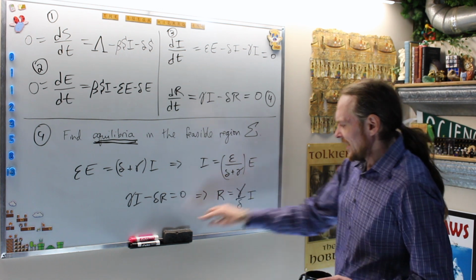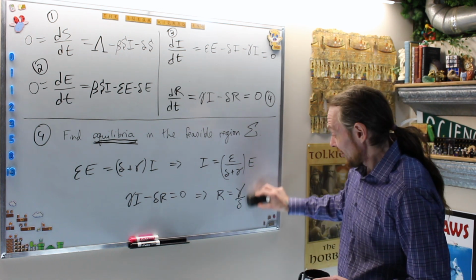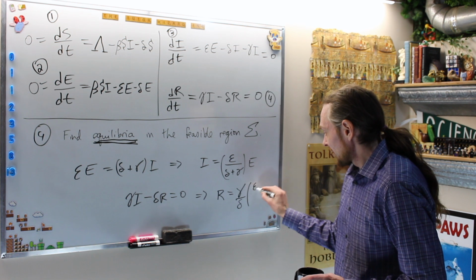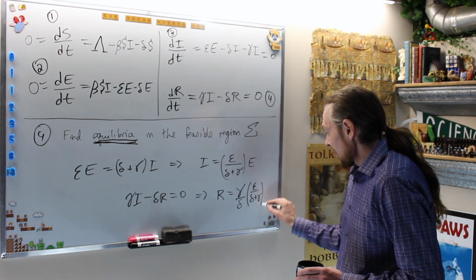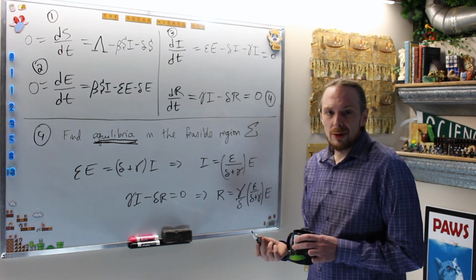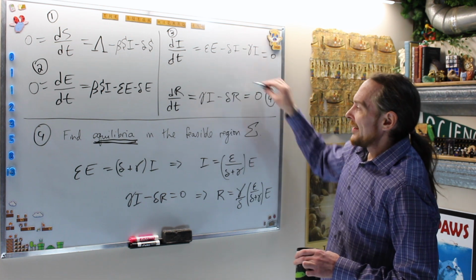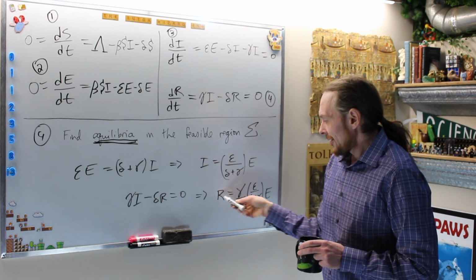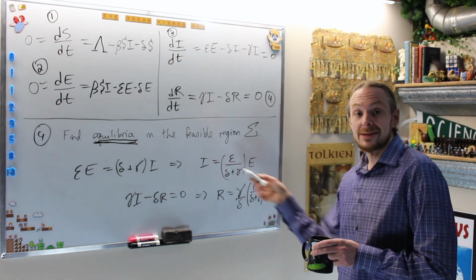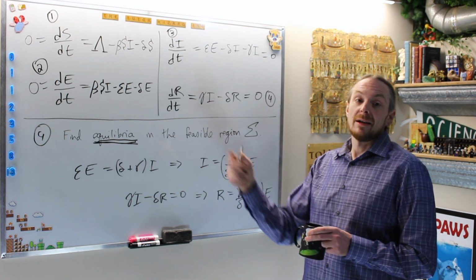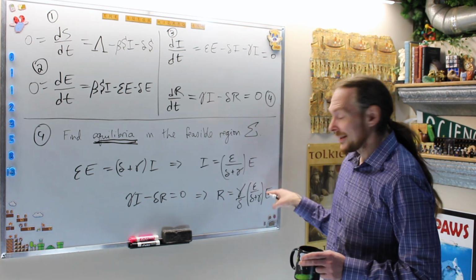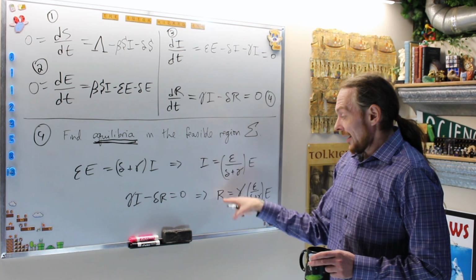I depends on E, so I can cleverly get rid of I now. I is epsilon over delta plus gamma E. Why have I made that move? Noticing from 3 and 4 that I and R depend on E, I can focus on E temporarily and get 2 cases on whether E is 0. If E is 0, I and R are 0.